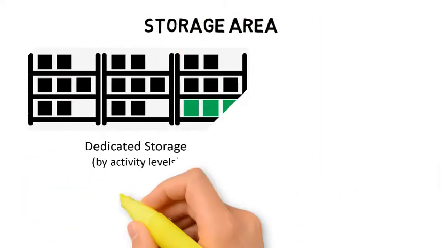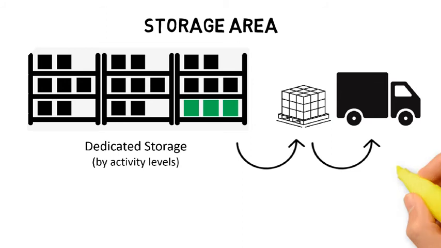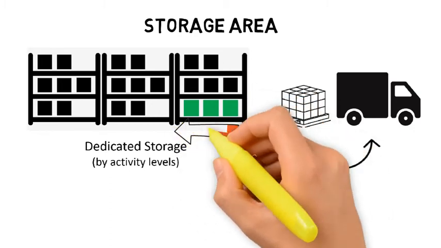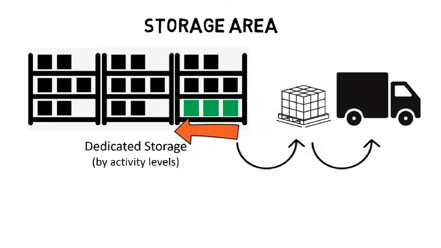Lastly, dedicated storage can be by activity levels. When taking this approach, one first considers the popularity of product, which is to say how often it is ordered by customers and therefore picked in the warehouse. In horizontal segregation, the most popular products are located nearer to the front of the warehouse so that they will be more accessible for picking.